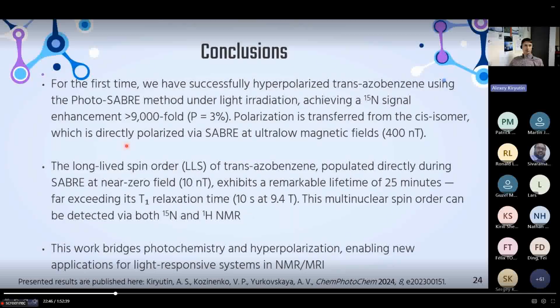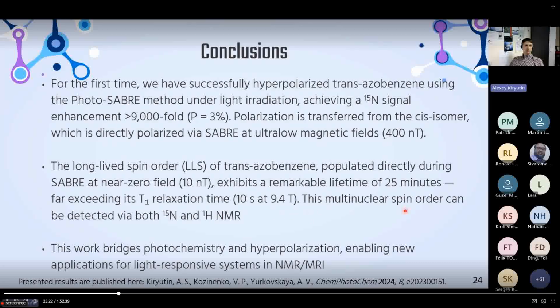So in conclusion, for the first time, we have successfully hyperpolarized trans-azobenzene using the Photo-SABRE method under light irradiation, achieving a 15N signal enhancement of more than 9,000, which is 3%. Polarization is transferred from the cis isomer, which is directly polarized via SABRE at ultra-low magnetic fields. The long-lived spin order of trans-azobenzene populated directly during SABRE at near zero field exhibits a remarkable lifetime of 25 minutes, far exceeding its T1 relaxation time at high field.